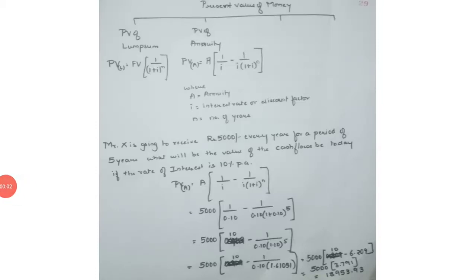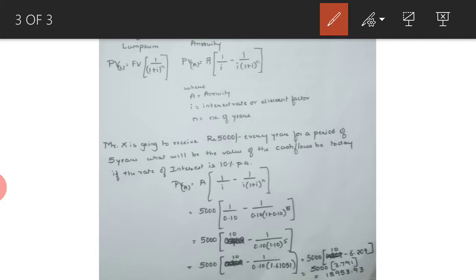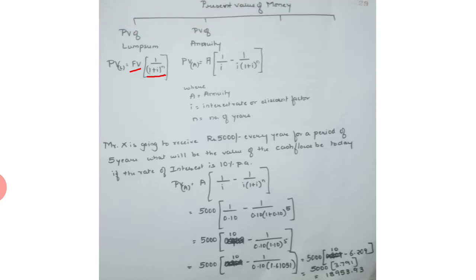Hello everyone, welcome back. To continue with the concept of present value of money, in the previous video we saw how to calculate the present value of lump sum. So just to revise, present value of lump sum is equal to future value into bracket 1 upon 1 plus I raised to n.